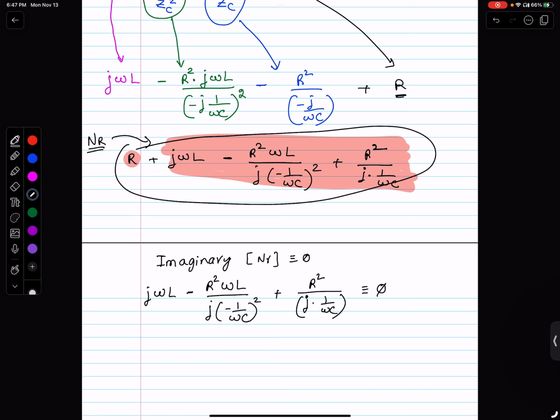Okay, so now we set the complex impedances all equal to 0. So negative j omega L.